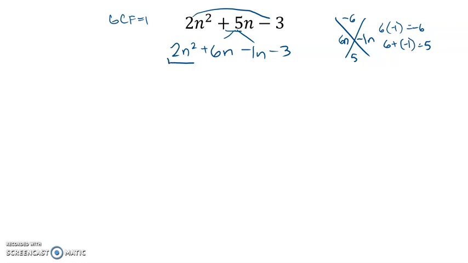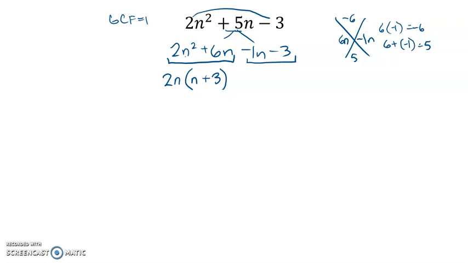Okay, at this point, I'm going to look at the first two, and I'm going to look at the last two. And I'm looking now for greatest common factors again. So I'm looking at 2n squared plus 6n. The biggest thing those can be divided by, they can both be divided by 2. And the n squared and n, they both have an n, so I can pull that out. And then I'm saying, well, what's left? 2n times n gets me back to 2n squared. 6 divided by 2, that would be 3. And then I already have the n, so there's that one.